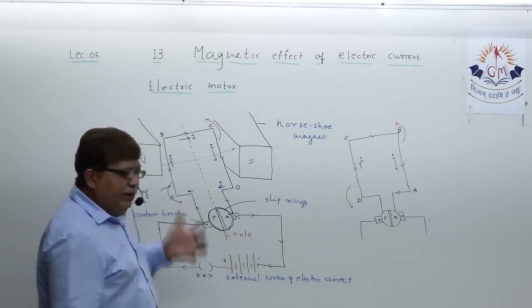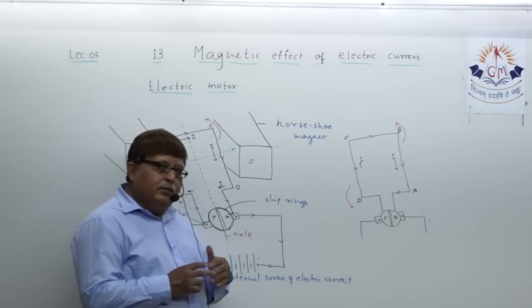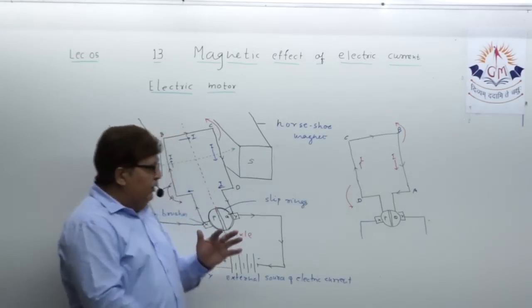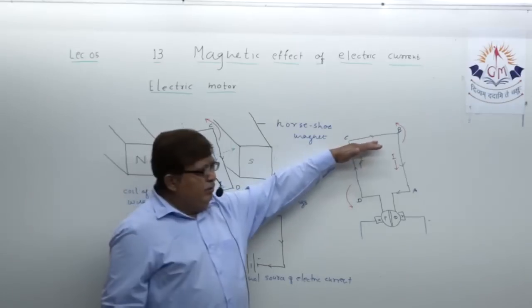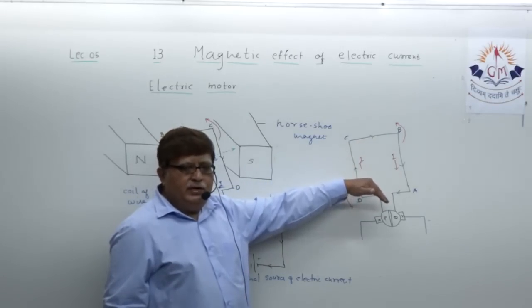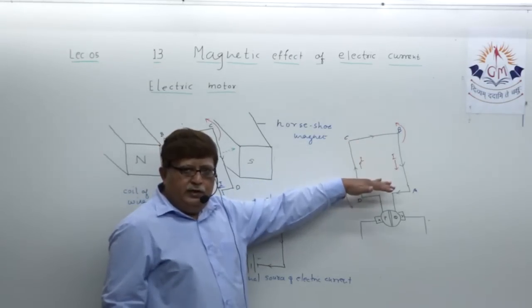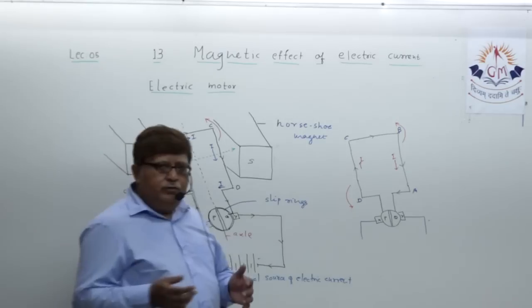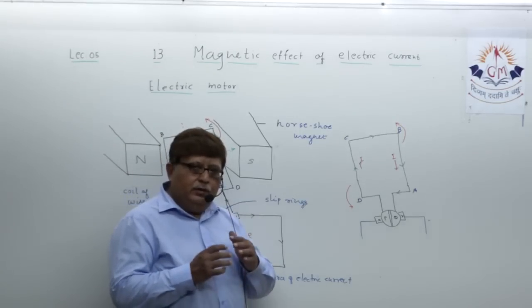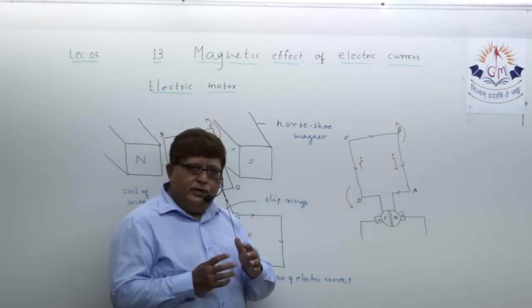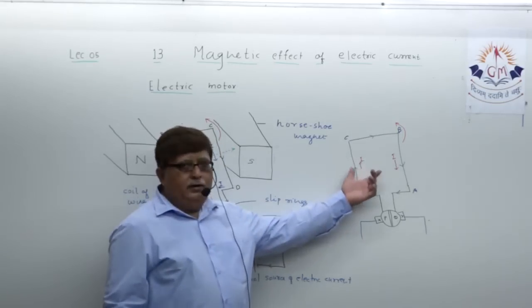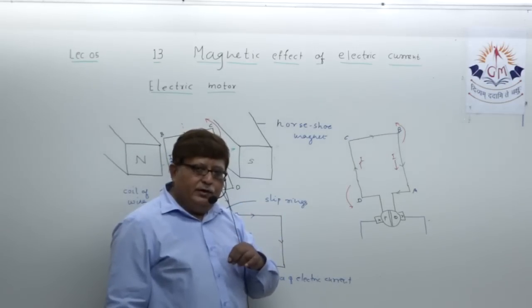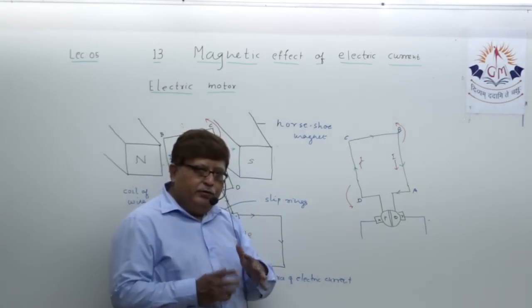Understand? This ensures, because the direction of electric current changes in the edges, we are never bothered about the other two ends, because the direction of electric current in both these ends is parallel to the magnetic field. So no electromagnetic force is going to act on those two ends. Our concern is only these two ends where the direction of electric current is perpendicular to the magnetic field.